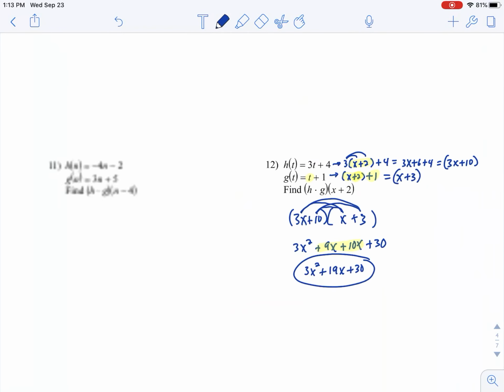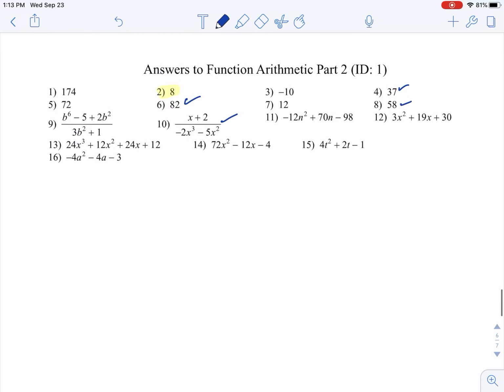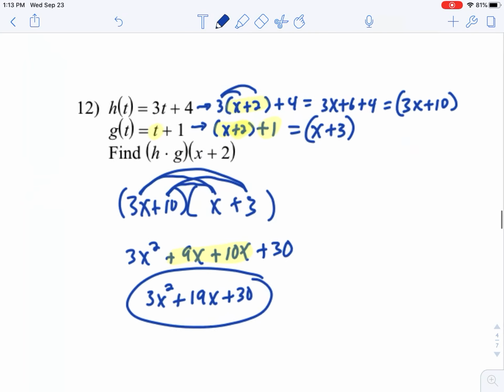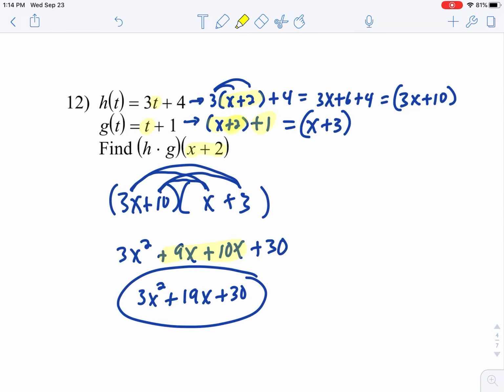Let me scroll down and take a look. There it is. So yeah, kind of a lot of work there. Plugged in x plus 2 to both expressions first, simplified those, and then multiplied them together.